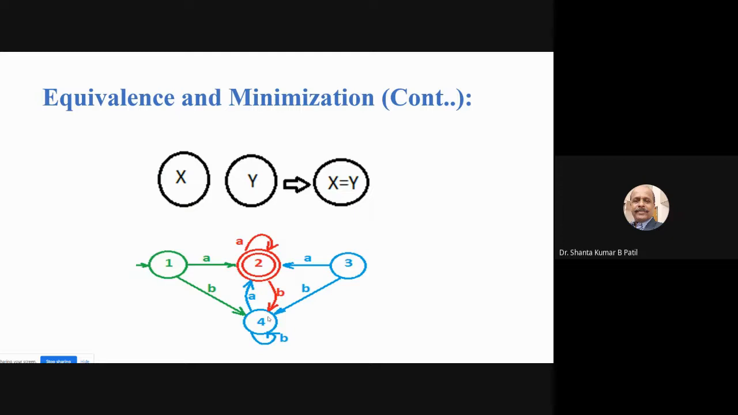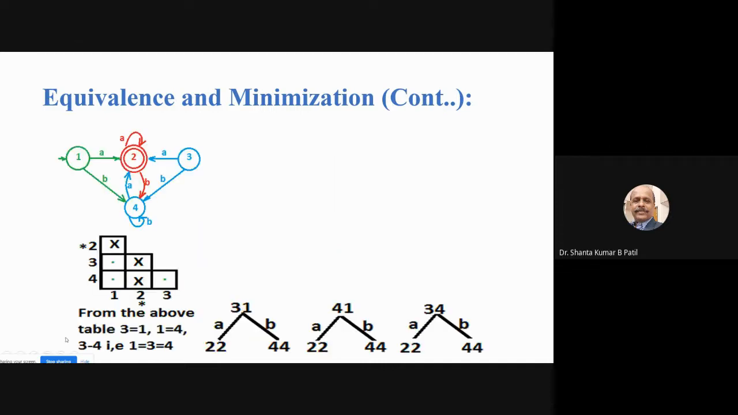If the finite automata is simple, directly we can decide the equivalency between the states. When the finite automata is complex, it is very difficult to decide which are the states similarity between the two states. Hence, we are using the difference table.